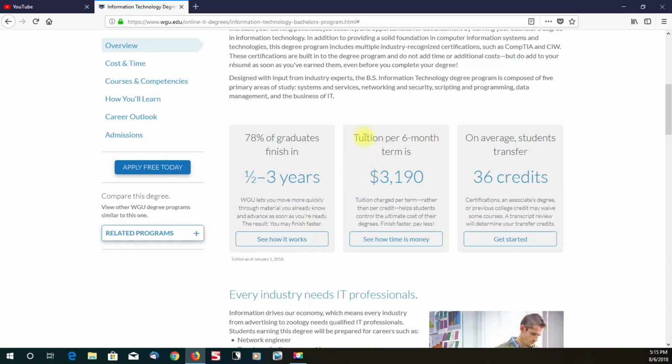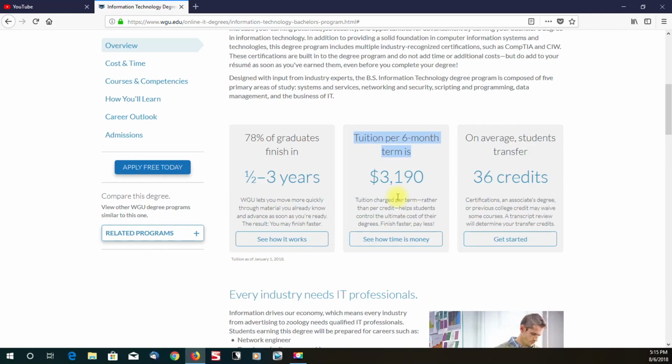Another thing that caught my eye, the tuition per 6 month term is $3,100, or $3,200 if you want to round up. So you're looking at $3,190, and that's a flat rate, by the way. A flat rate per 6 months. I think at the very least, you have to take 12 competency units. They don't go by traditional credits, they go by what's called competency units. So you at least have to take 12 competency units, I believe. You might want to double check that in case I'm wrong.